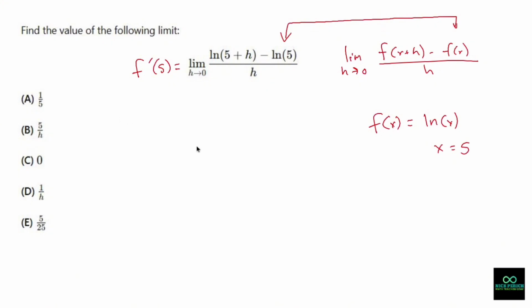So let's take the derivative of ln of x. f prime of x is going to be 1 over x. Let's plug in 5. f prime of 5 is 1 over 5. And that's our answer. Not a difficult problem, just the way it's worded made it seem a whole lot worse than it had to be.